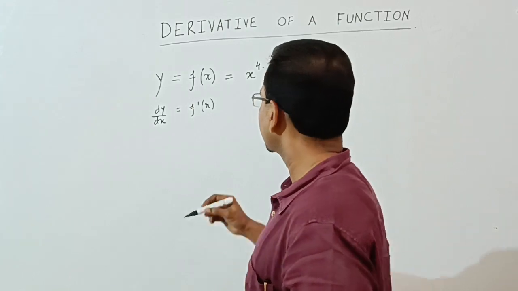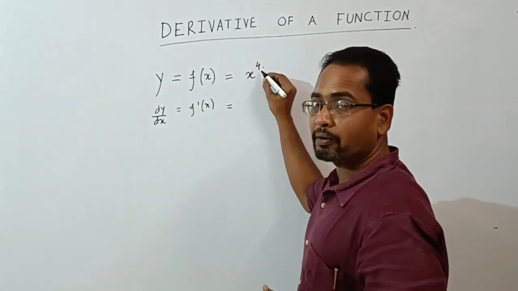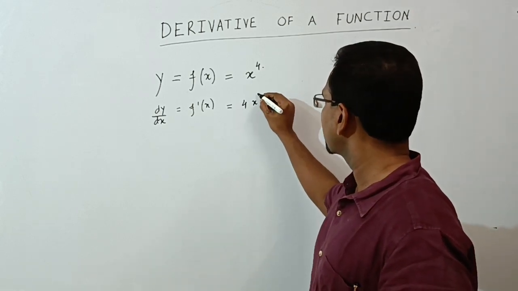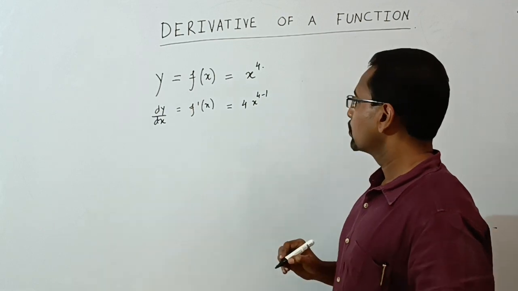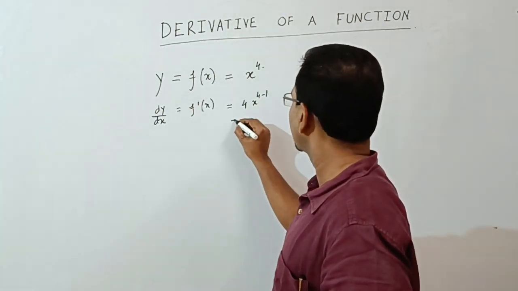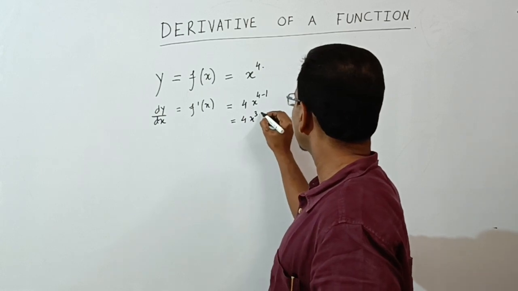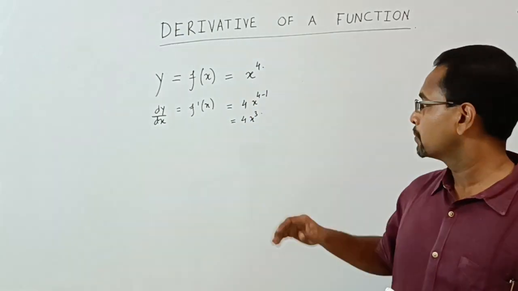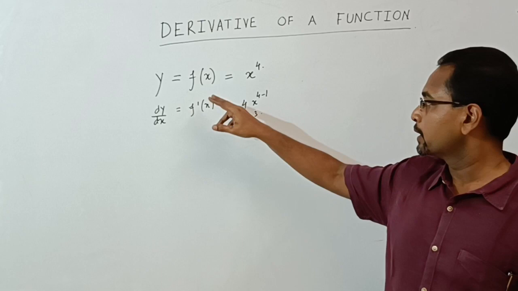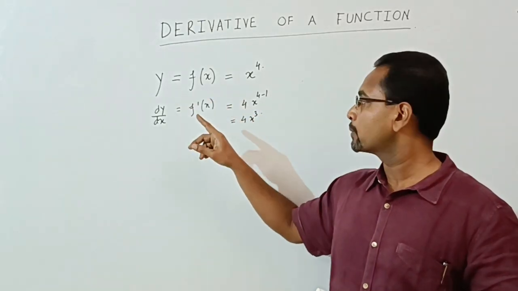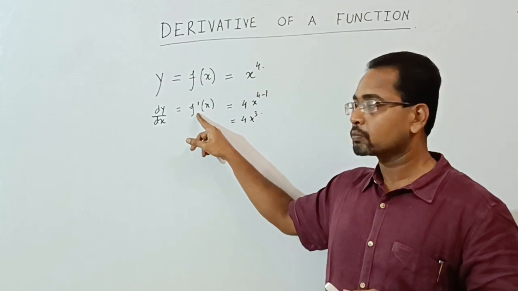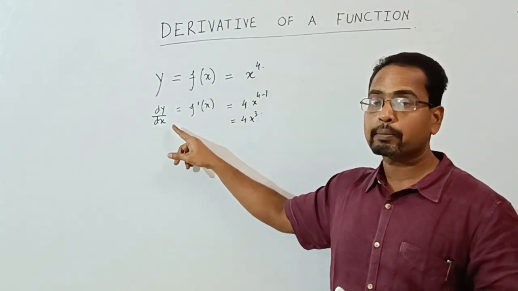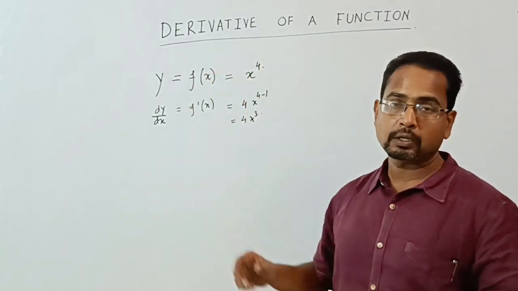To differentiate it, what we are going to do is, the power of x to the power of 4 comes in front, and the power of x, which was 4, gets reduced by 1 unit. So what we get over here is 4 into x to the power of 3. So we get the derivative of x to the power of 4, and that is nothing but 4x cube. Now this function was f, and we represent its derivative by giving a dash with f, so it is f dash x. We can also say the first order derivative as dy by dx. These are all the symbols of the first order derivative.